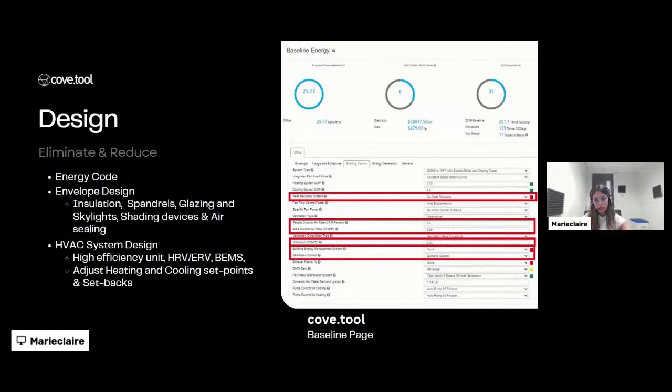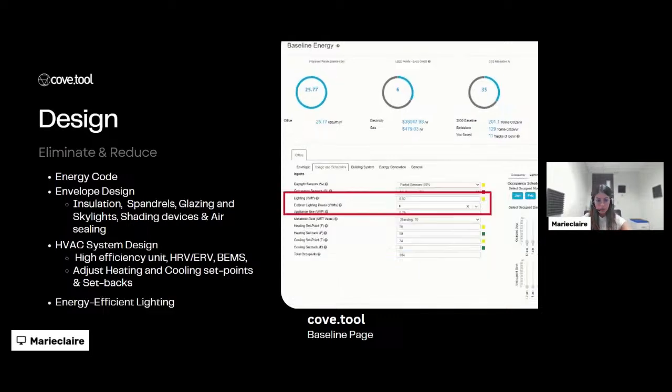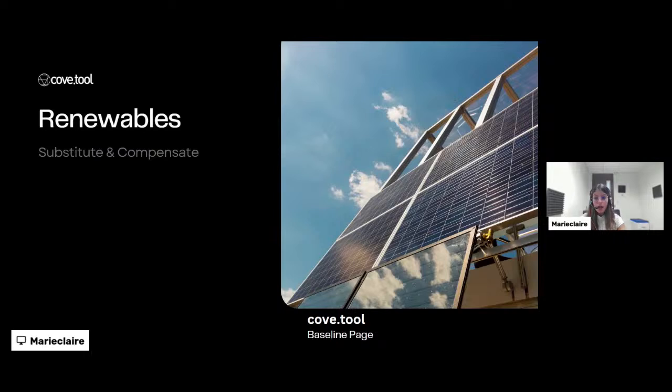Also, installing building energy management systems, even if simple or advanced, will help you to monitor and control energy. Also, strategies that we all know, like energy efficient lighting, like LED, or lighting controls for daylight or occupant sensors, is really important. Now, getting to the last one, that is renewables, is when we substitute and compensate.